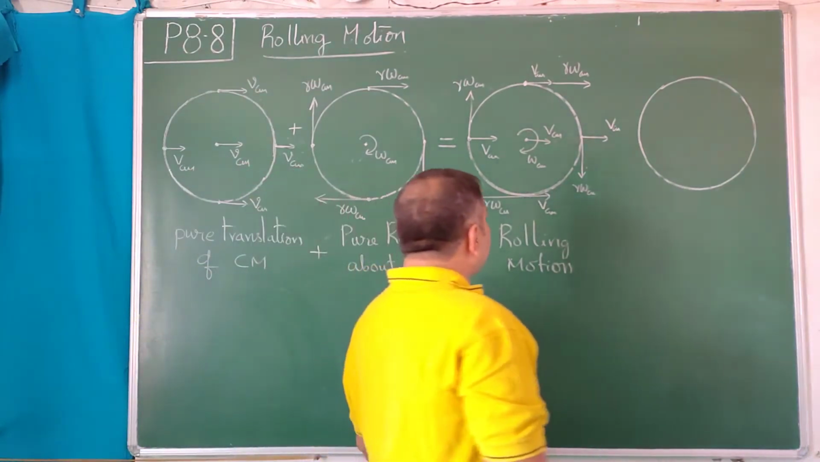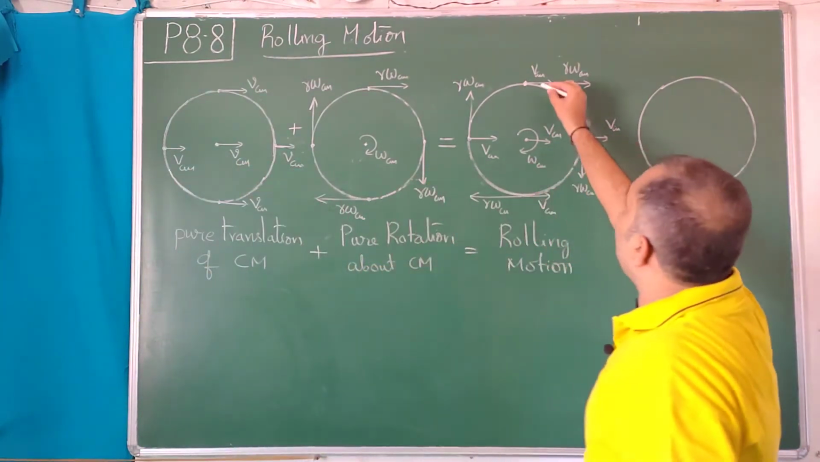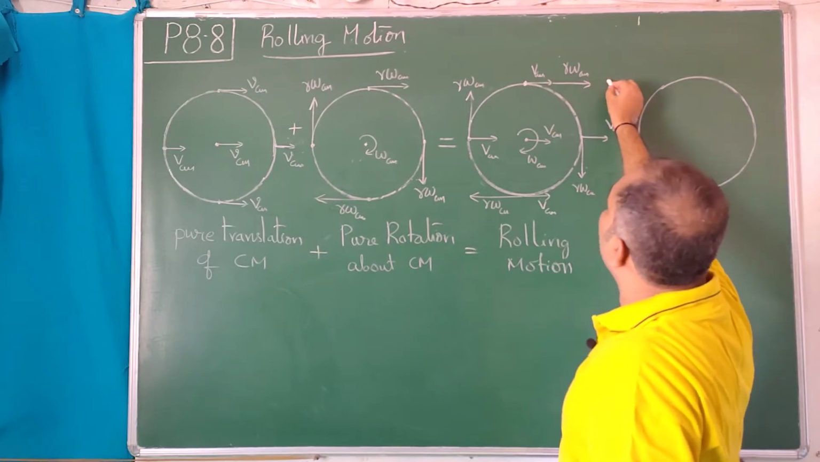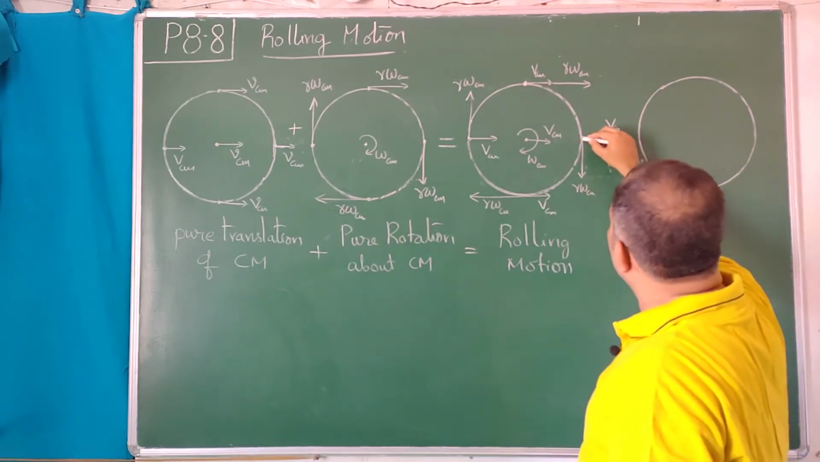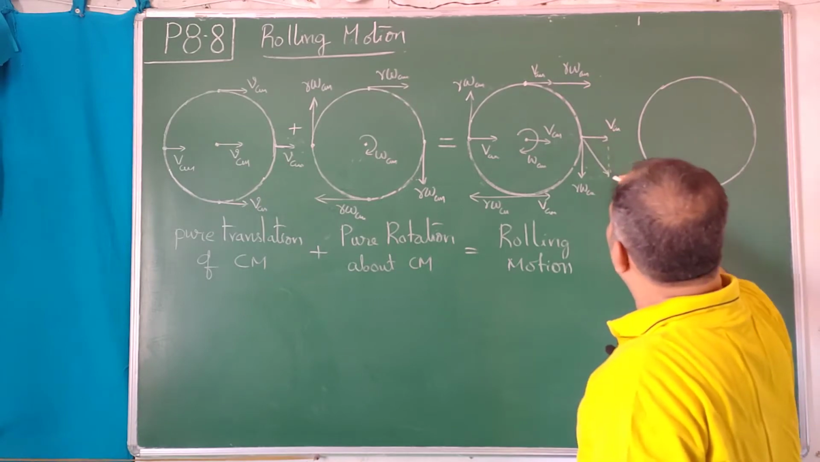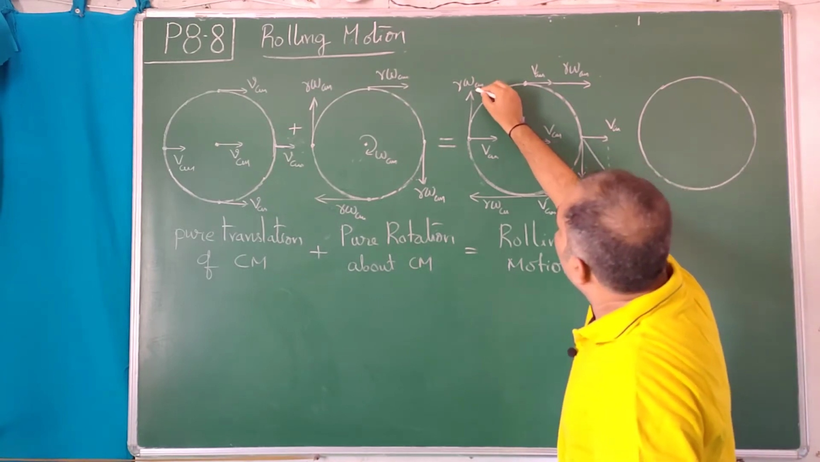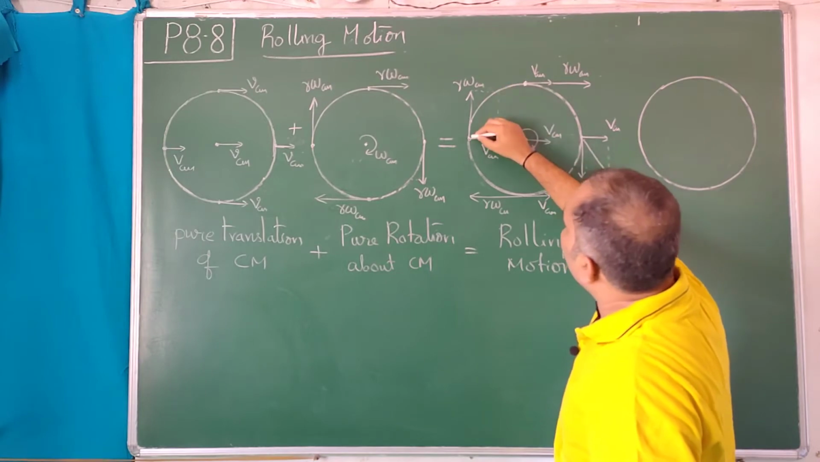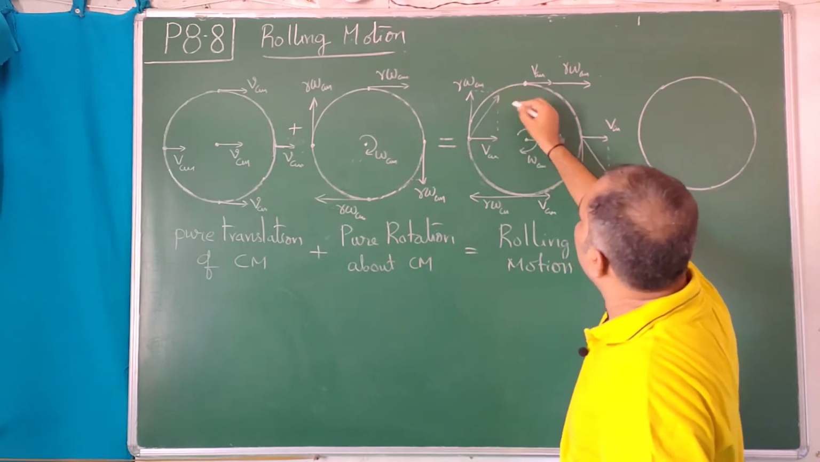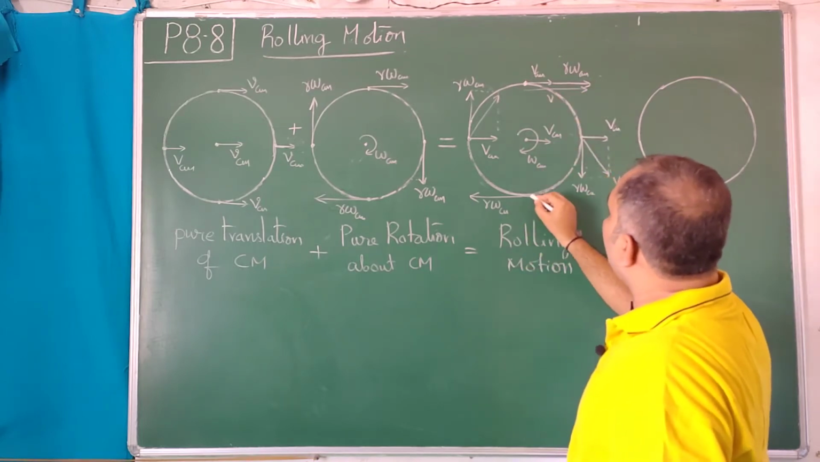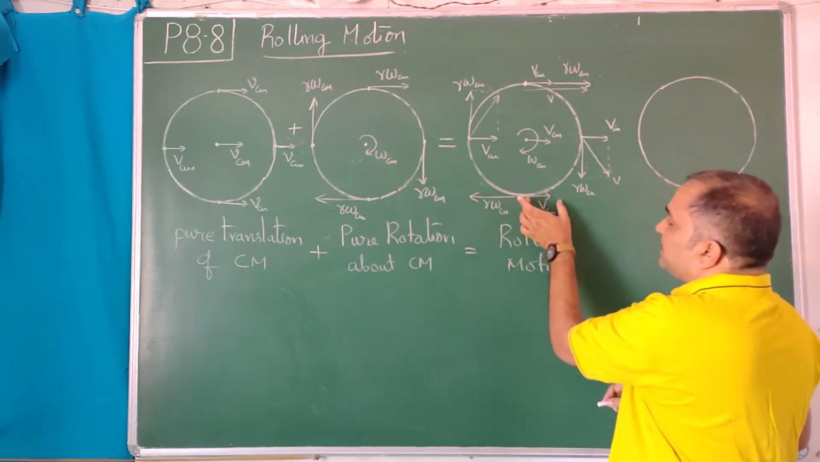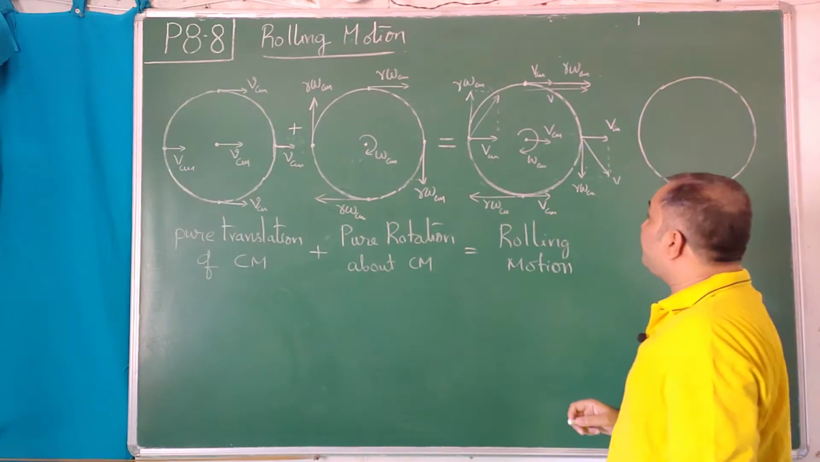And if you vectorially add, this point will have V plus r omega; a straight line you can draw it. Here you have to add like this. That will be the net velocity. The net velocity of this point is like this. The net velocity of this point is like this. The net velocity of this point is this minus this, the leftover value, whatever is there.